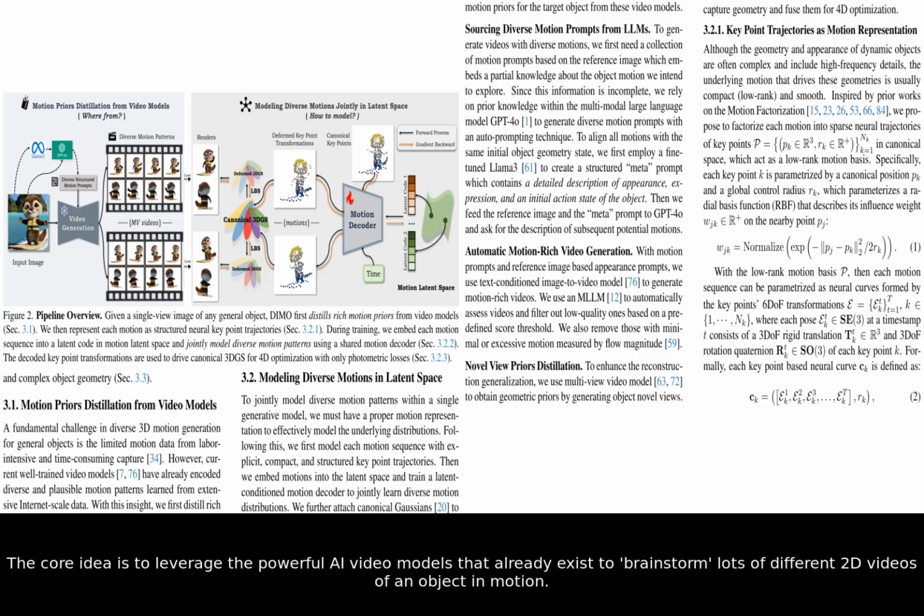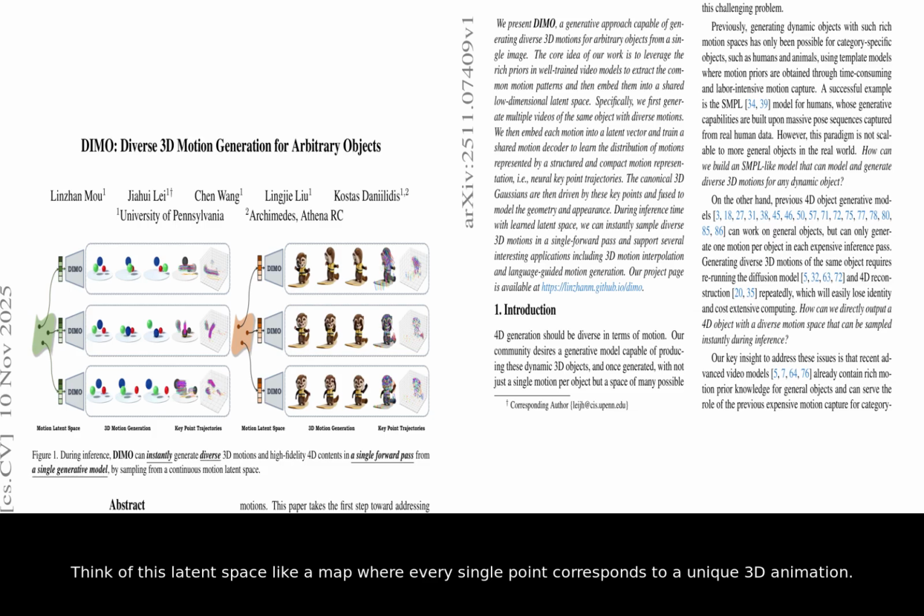The core idea is to leverage the powerful AI video models that already exist to brainstorm lots of different 2D videos of an object in motion. It then learns to represent all these different movements in a compressed, low-dimensional map, which they call a motion latent space. Think of this latent space like a map where every single point corresponds to a unique 3D animation.